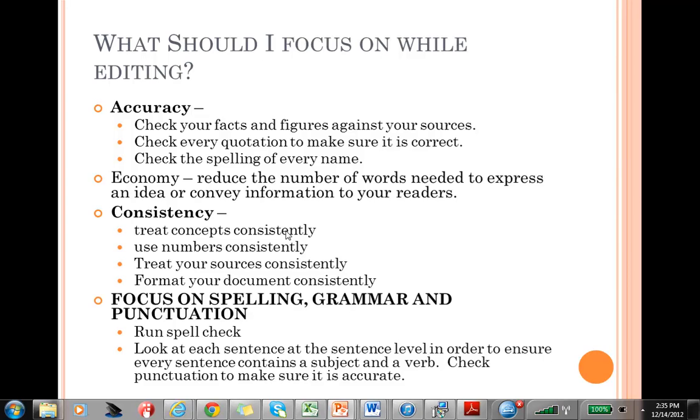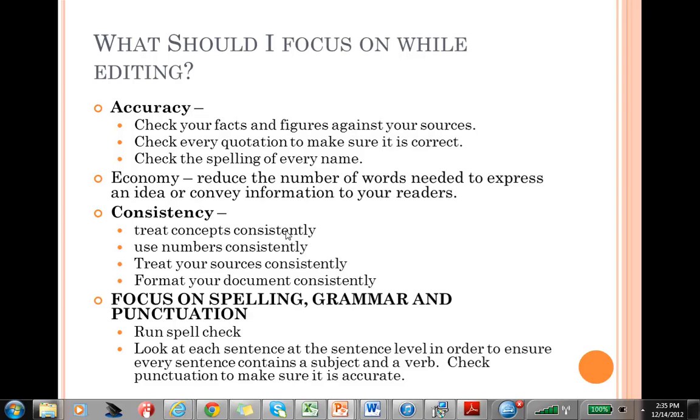You also want to focus on spelling, grammar, and punctuation. This counts a great deal in your final draft. Run spell check. Please run spell check. And then go through and make sure that you read for accuracy.